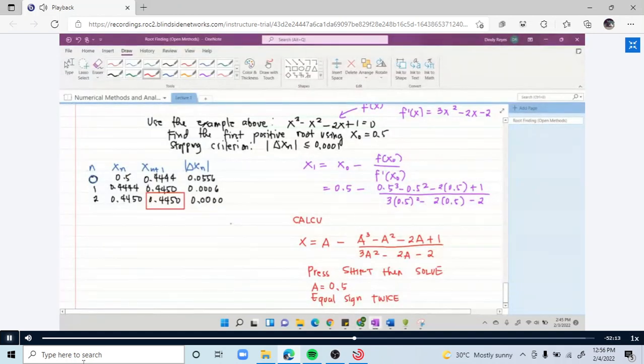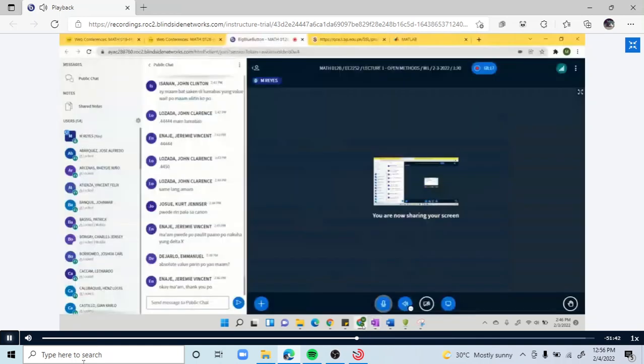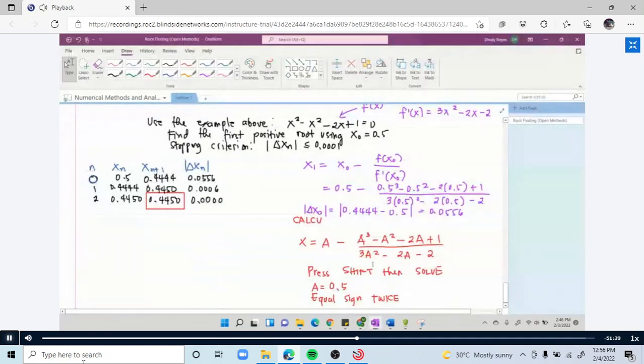So, ma'am, pwede po ulit paano po nakuha yung delta x? Ito. Delta x, yung dito delta x sub 0. Delta x sub 0 is just 0.4444 minus 0.5. Absolute value. So, ito yung 0.0556. Difference lang between the two. Itong dalawa, itong dalawa, itong dalawa. So, yun lang yung delta x. Any other question?